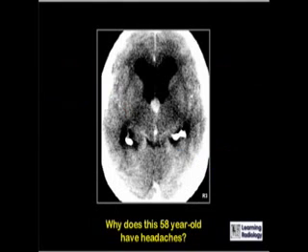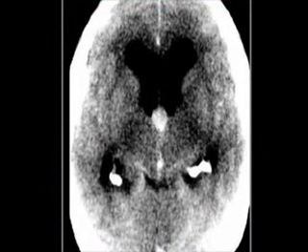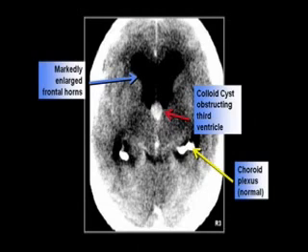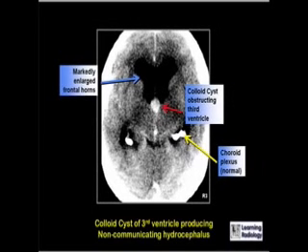Why does this 58-year-old have headaches? Well, you can see there are markedly dilated frontal horns of the lateral ventricles, the blue arrow, and that's being produced by a mass which is obstructing them, sitting in the third ventricle. This is a colloid cyst obstructing the lateral ventricles. The yellow arrow is pointing to normal structure, the choroid plexus, in the occipital horns. This is a form of non-communicating hydrocephalus produced by the colloid cyst.